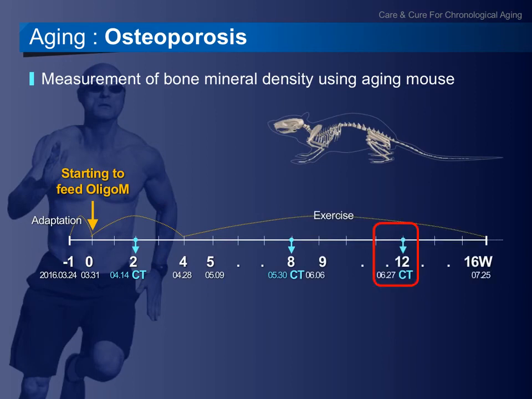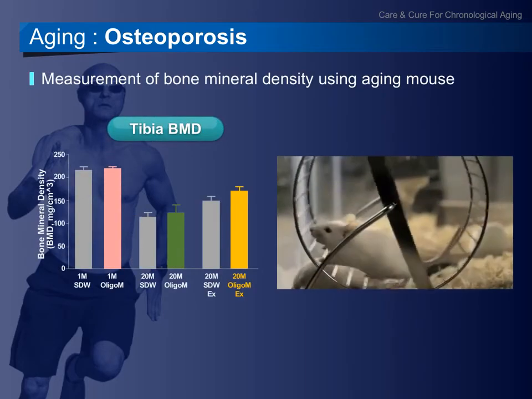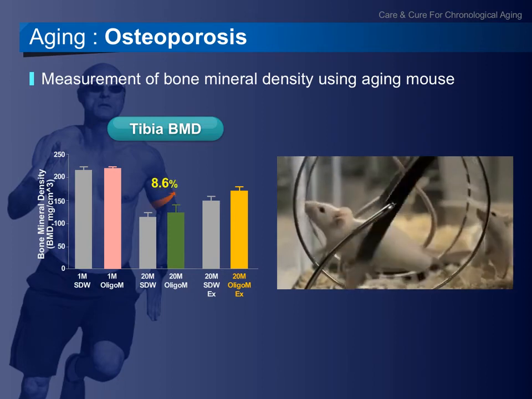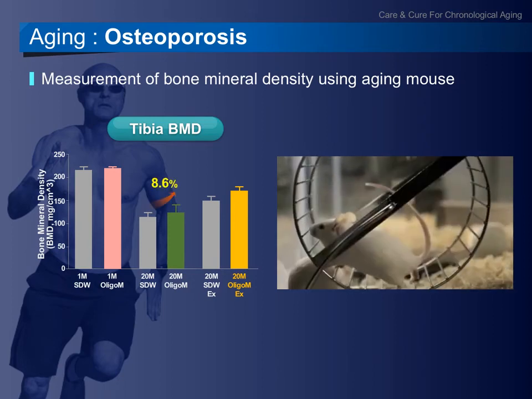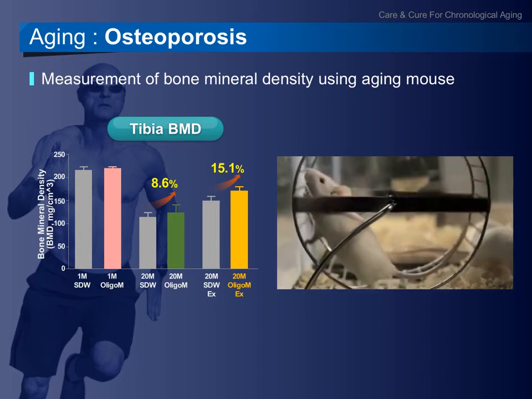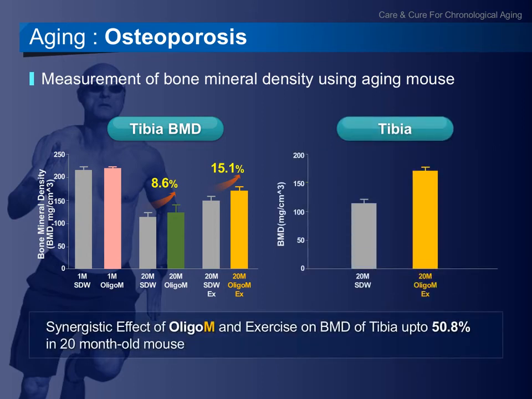We also measured the bone mineral density in the tibia. As you can see, OligoM increased bone mineral density by 8.6% in comparison to water and by 15.1% when exercise was included. OligoM and exercise combined increased the bone mineral density by 50.8% when compared to water and no exercise treatment in 20-month-old mice.